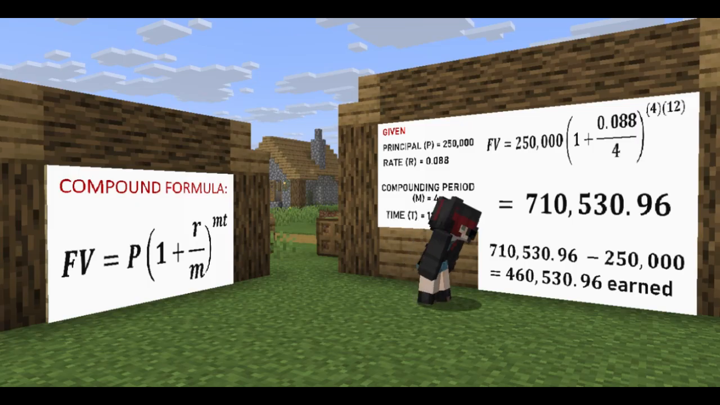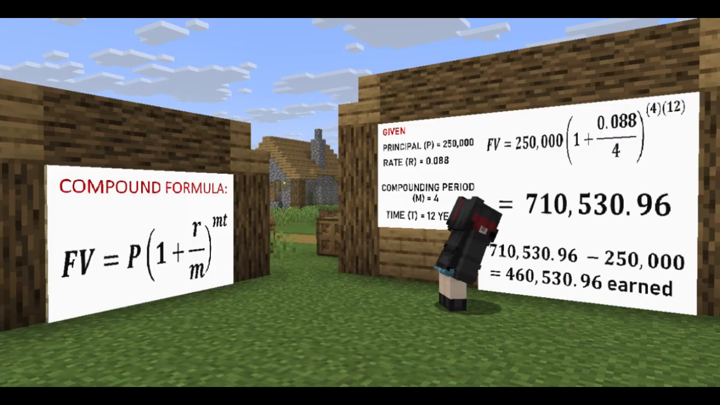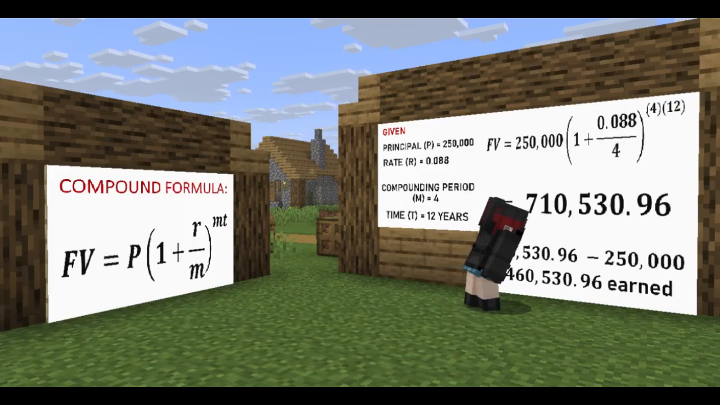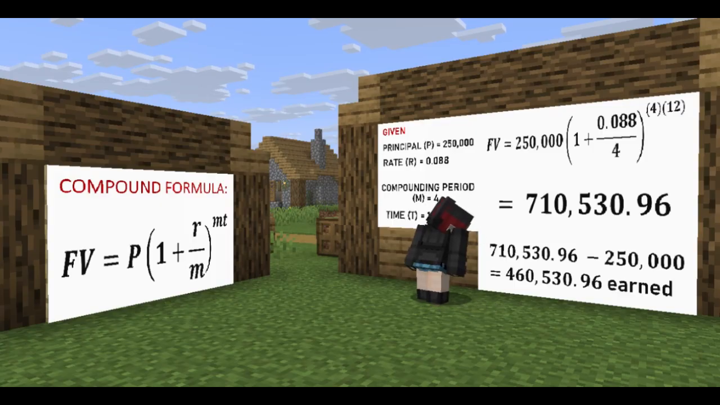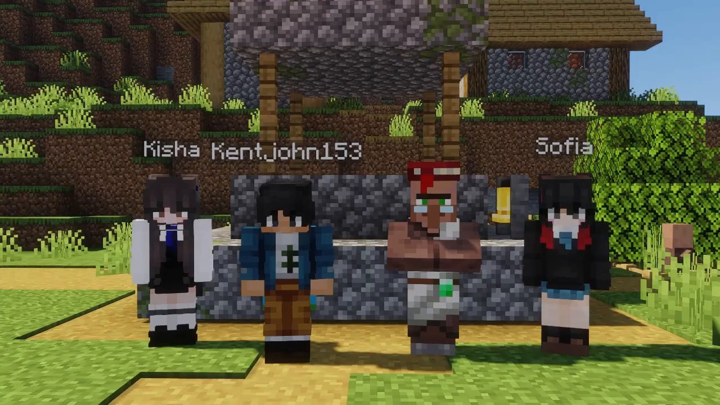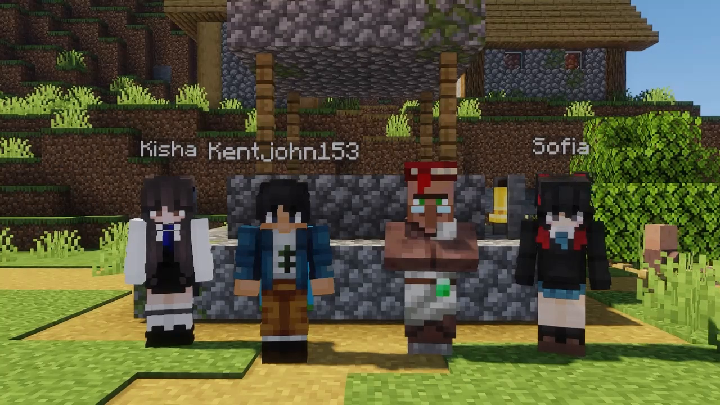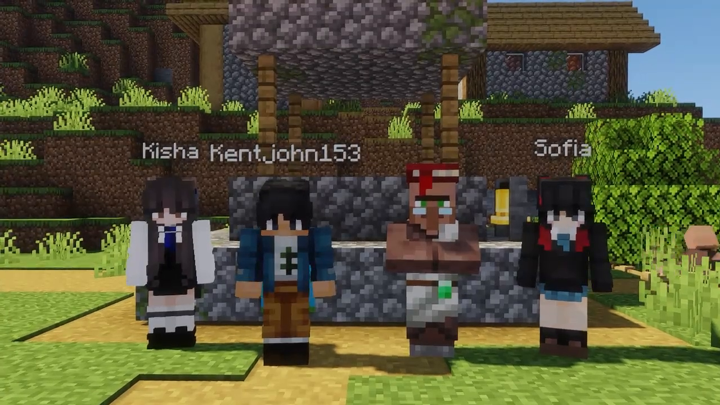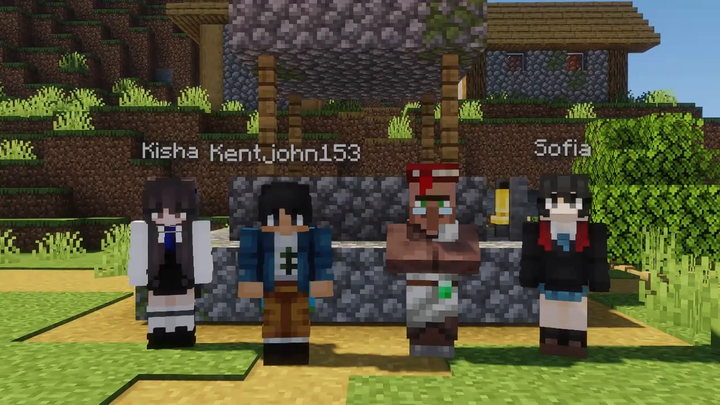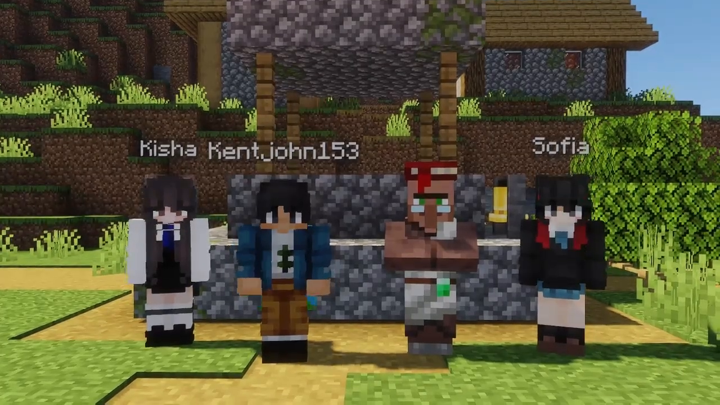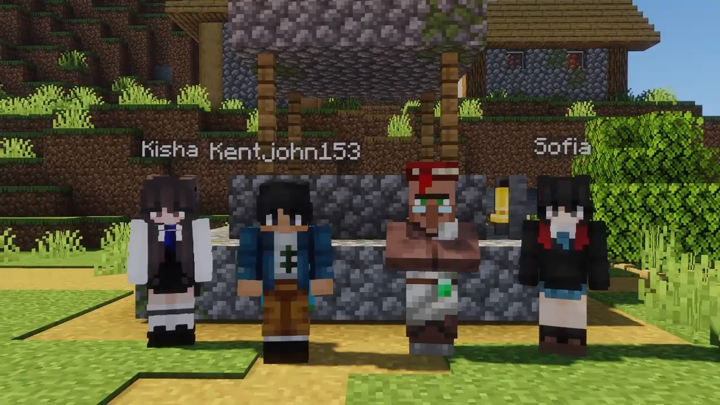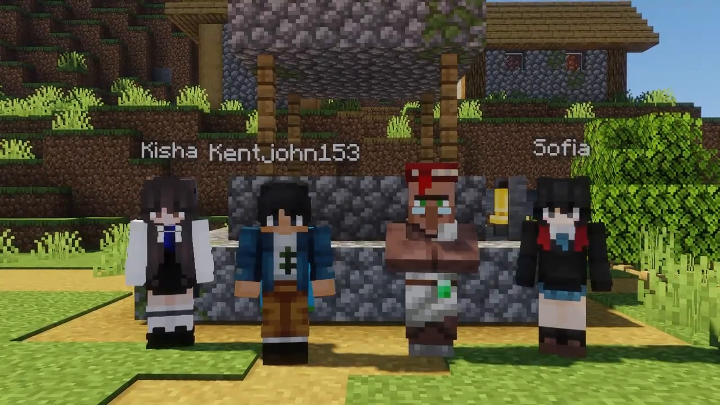710,530.96 pesos. Finally, subtract the principal. 710,530.96 pesos minus 250,000 equals 460,530.96 pesos earned. So, option A earned 453,166.20 pesos, while option B earned 460,530.96 pesos. That means option B earned 7,364.76 pesos more after 12 years.